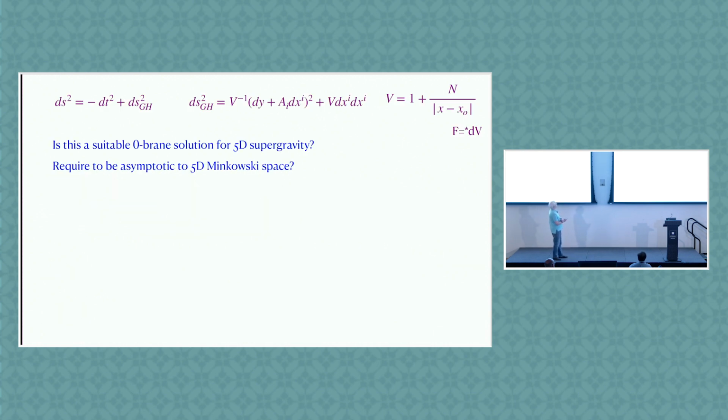So here's the metric again. Is this a suitable naught-brane solution for 5-dimensional supergravity? For that, we'd require it to be asymptotic to 5-dimensional Minkowski space. After all, that's what we require from the Kaluza-Klein modes from reduction on a circle.